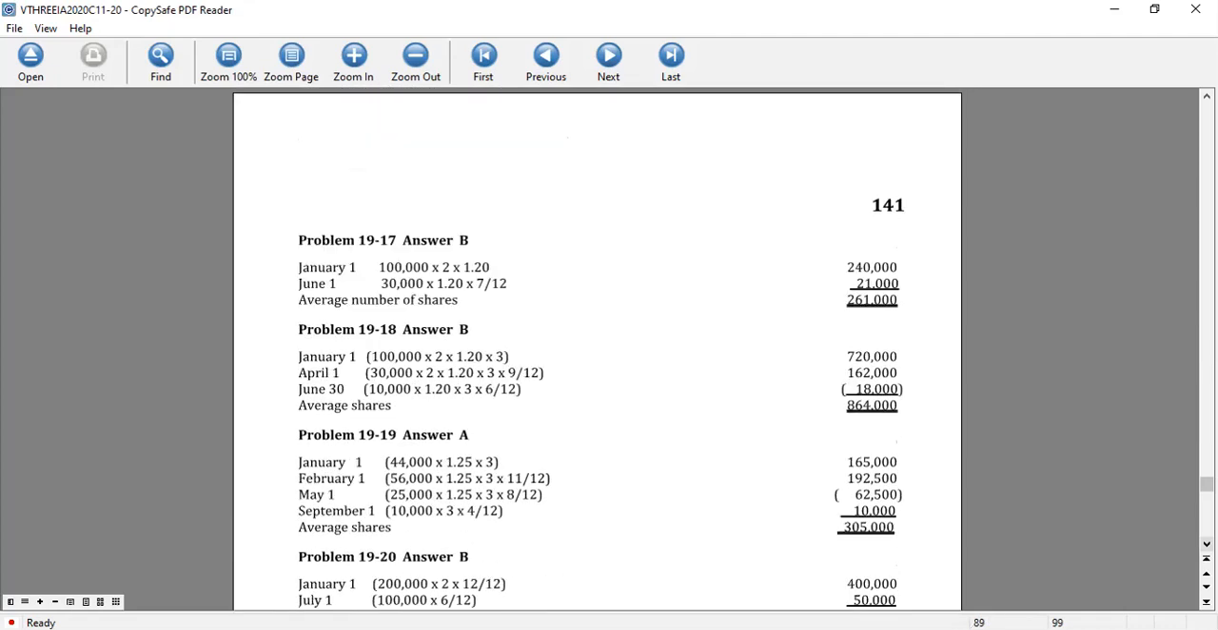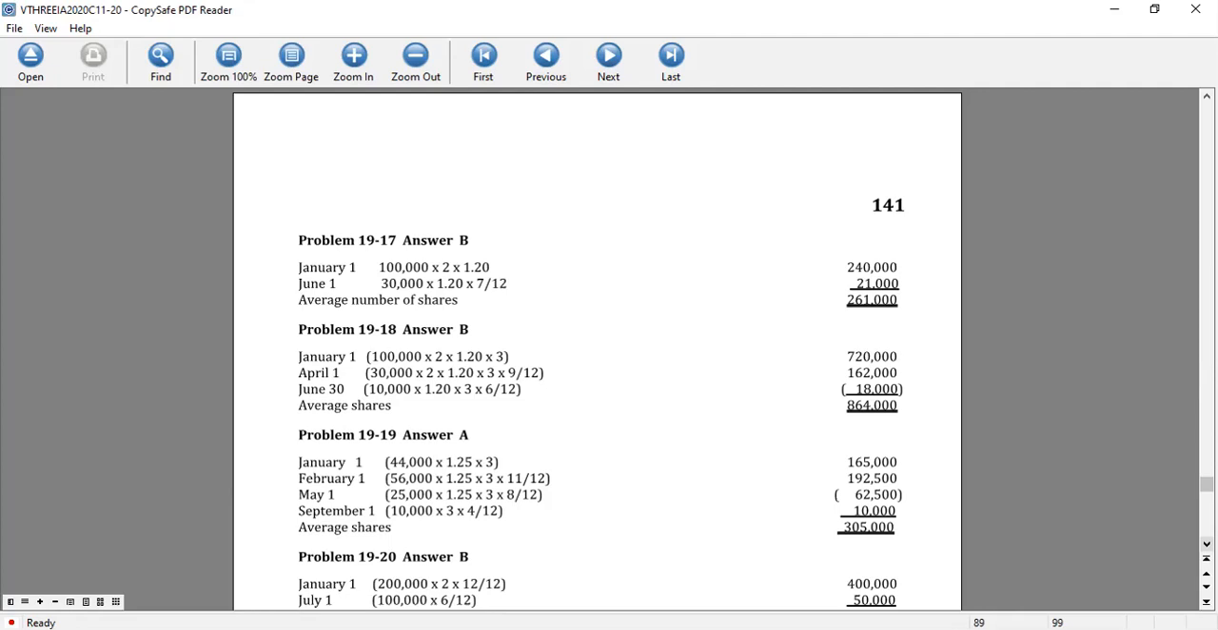Next, we have 19-17, the weighted average number of shares outstanding for the year. At the beginning of the current year, Nissan Company had 100,000 ordinary shares outstanding. During the current year, the following events occurred. On March 1, a 2-for-1 split. So we now compute the average number of shares outstanding in 19-17.